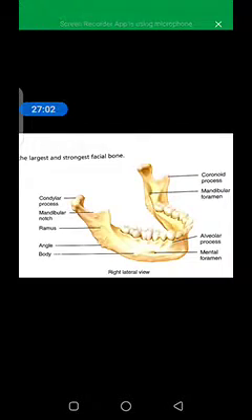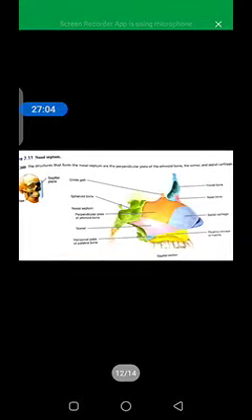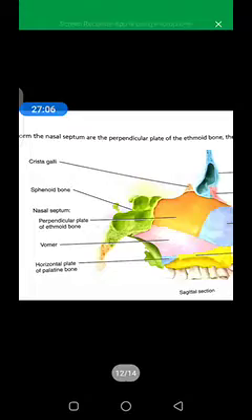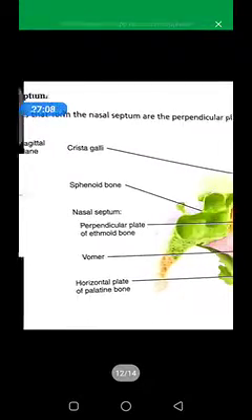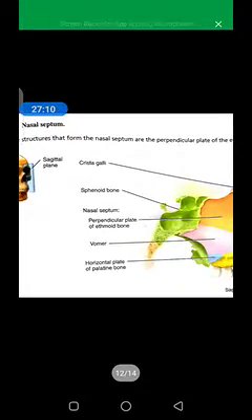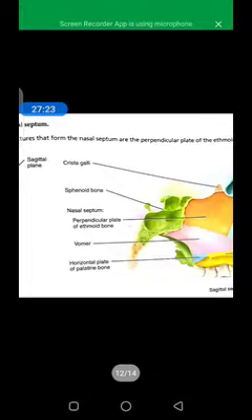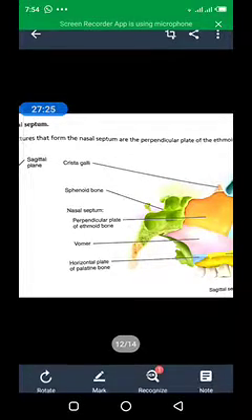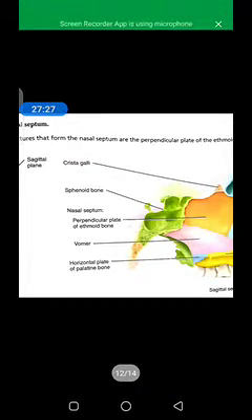Okay. Now you can see this is the various bones of your nasal septum. Okay. The structures that form the nasal septum are the perpendicular plate of the ethmoid bone, the vomer, and the septal cartilage. These are the various bones of your septal bone, the crista galli, the sphenoid bone, nasal septum, perpendicular plate.